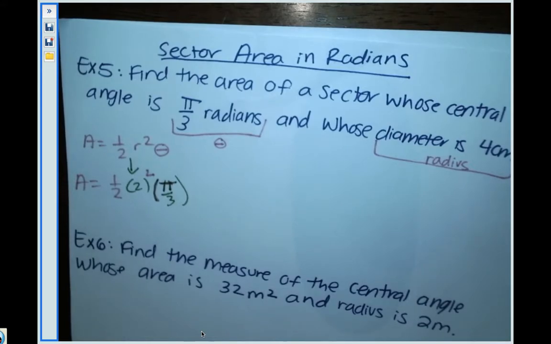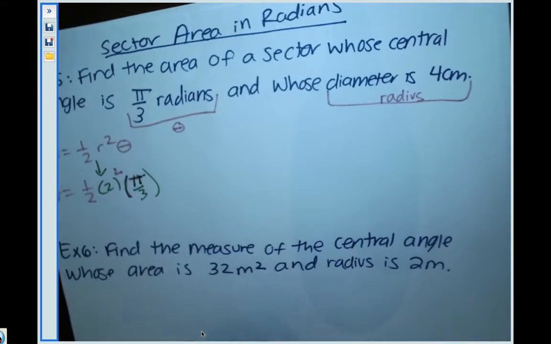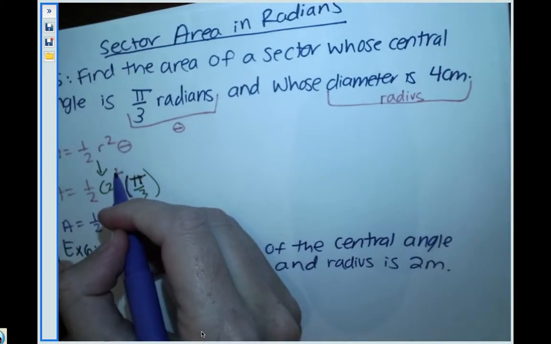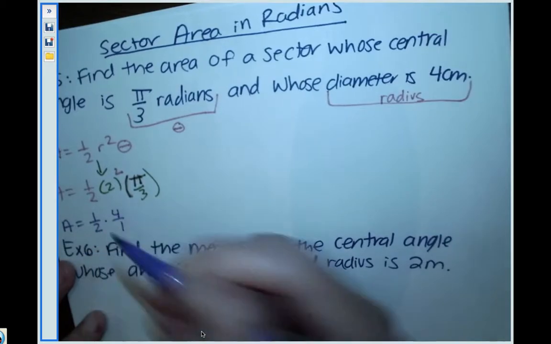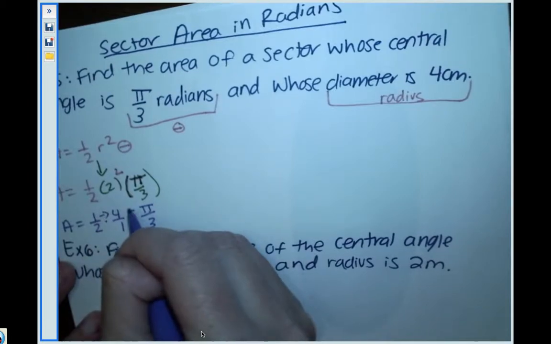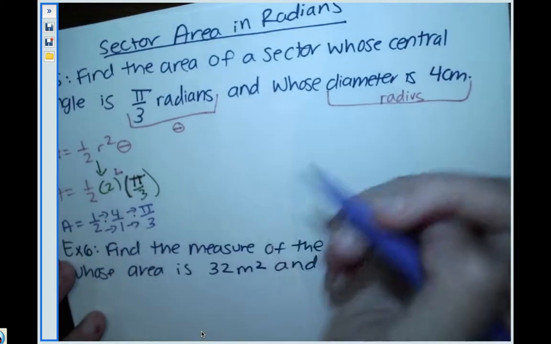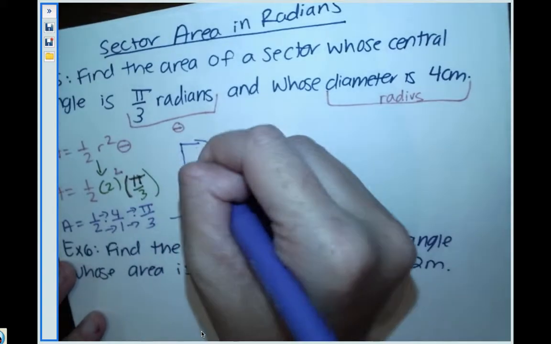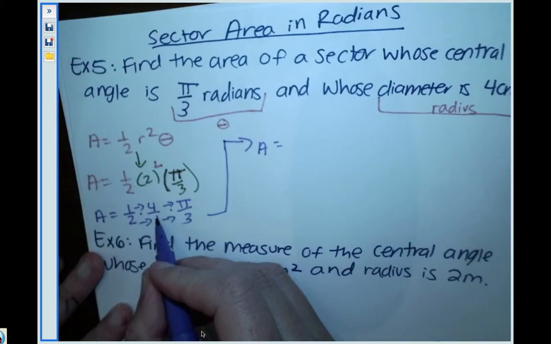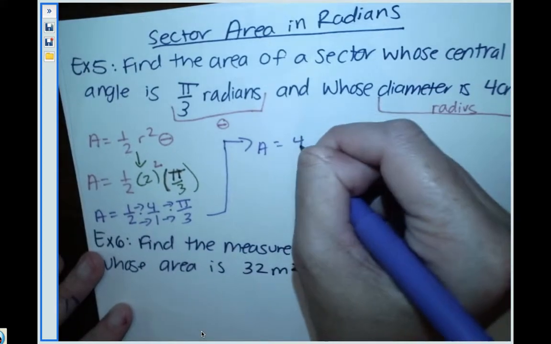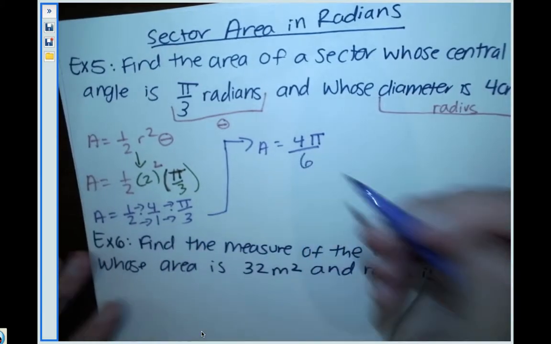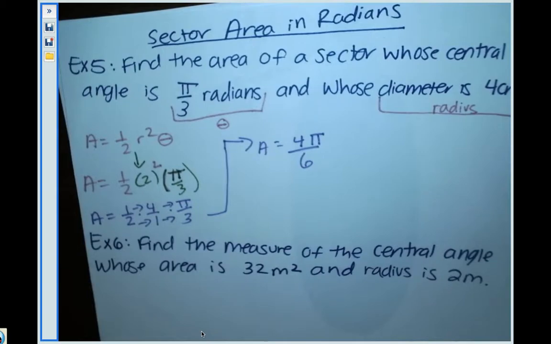All right, and then I just got to finish multiplying this. So area equals 1/2 times 2 squared. 2 times 2 is 4. So that's like 4 over 1 times pi over 3. I'm just going to multiply straight across, and that'll be donezo. So area equals 1 times 4, which is 4, and 4 times pi is 4 pi, over 2 times 1 is 2, times 3 is 6. And I can reduce that down, so I will.